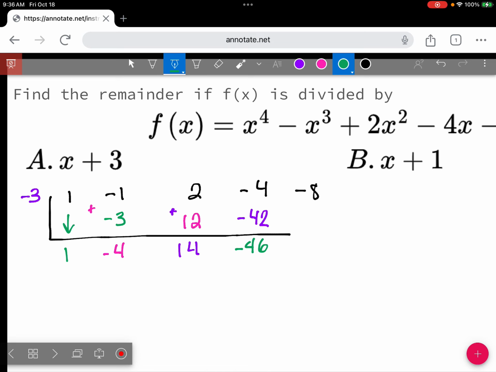And -46 times... not negative. -46 times -3 gives me positive. And then we add them together. We get 130 as our remainder. So our f of -3 is 130.